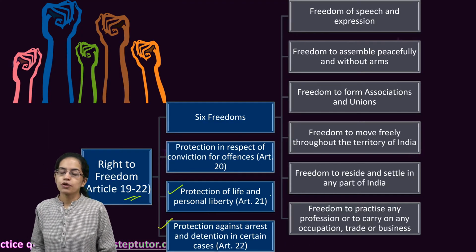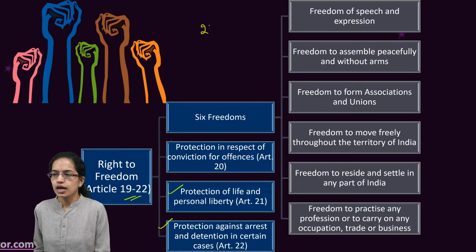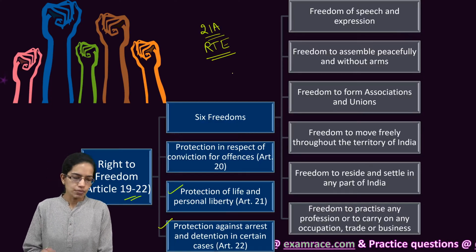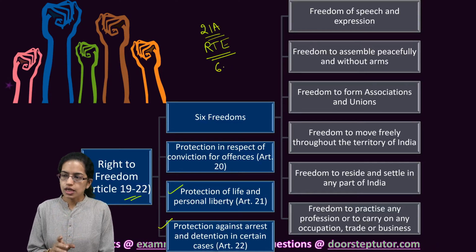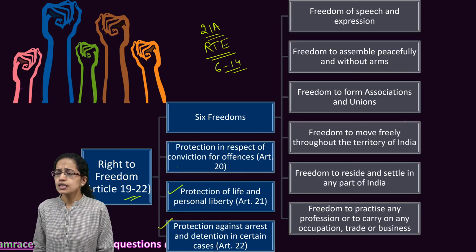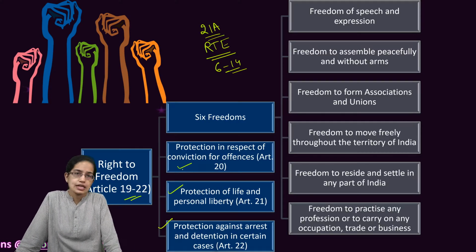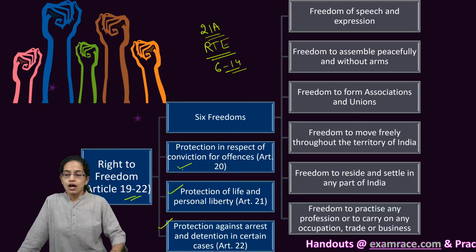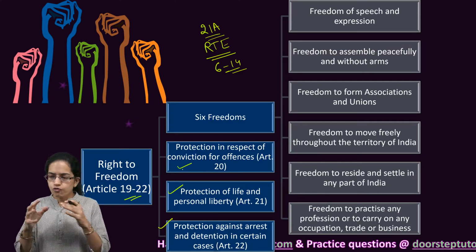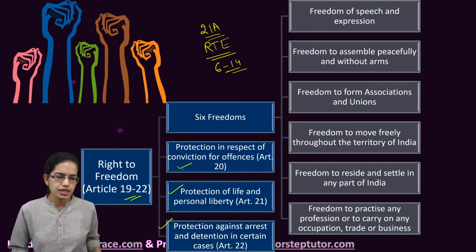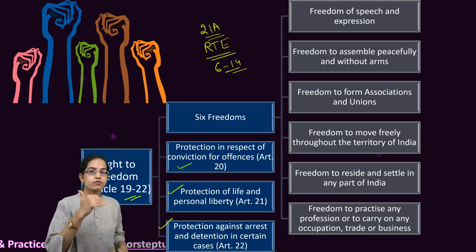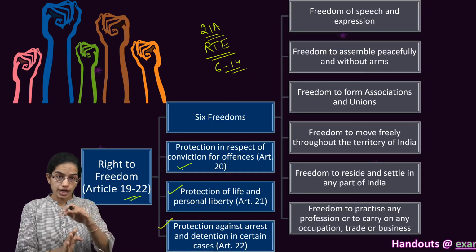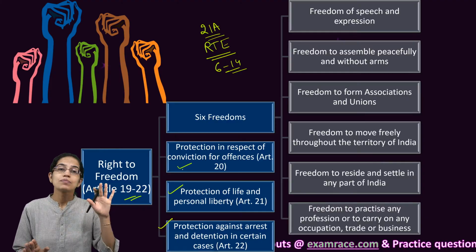Article 21 seeks protection of life and personal liberty. Later on, Article 21A was introduced, which is RTE, that is right to education, providing free and compulsory education to children in the age group of 6 to 14 years. The next is protection in respect of conviction for offences under Article 20. Again, this talks about preventing a person from convictions for offences. That means no one can be given a punishment greater than that provided by the law.